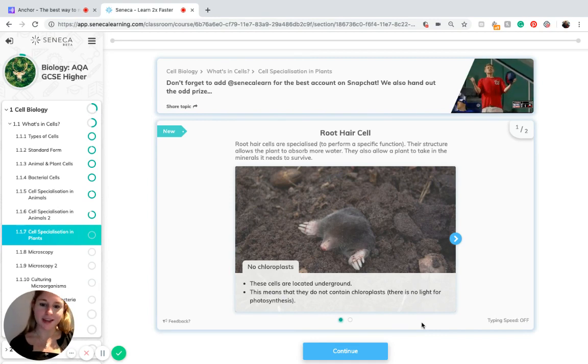So root hair cells are specialized to perform a specific function. Their structure allows the plant to absorb more water, and they also allow a plant to take in the minerals it needs to survive. So the specializations or adaptations of root hair cells are, first of all, that they have no chloroplasts. These cells are located underground, which means they do not contain chloroplasts because there's no light for photosynthesis.